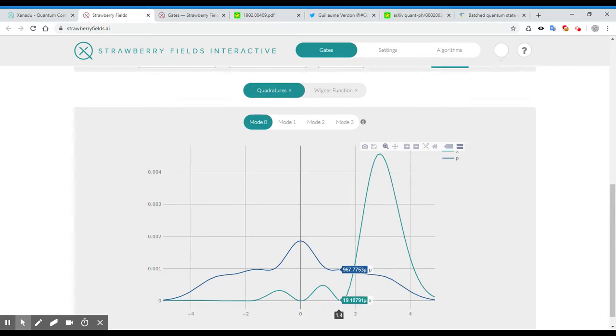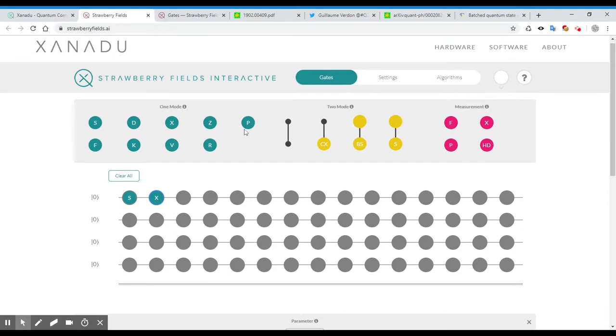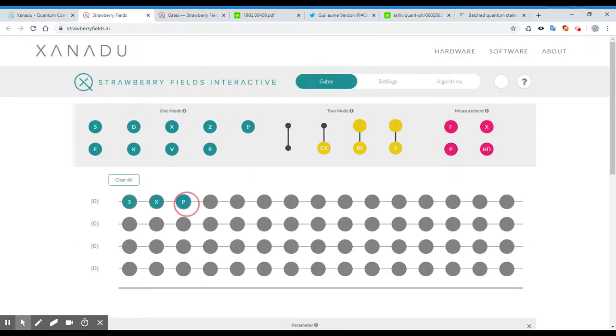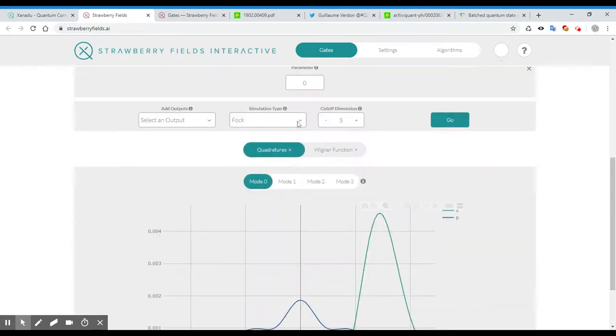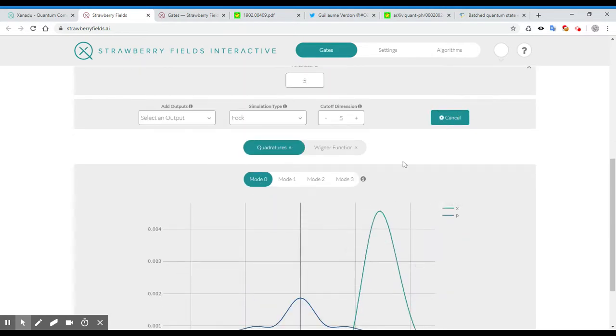But you still want a negative, so how do you do that? Maybe with a phase or something like this. Displacement, Kerr, rotation, momentum displacement, quadratic phase, rotation. What does the quadratic phase do? So if I now do this, I have a parameter, the quadratic phase gate S parameter. I don't know, 3, 5. Guessing. What's going to happen now?